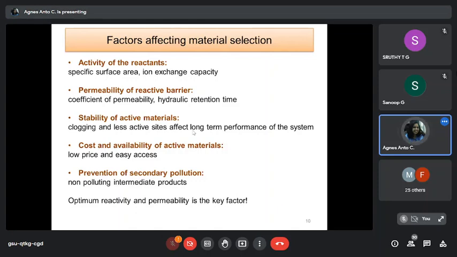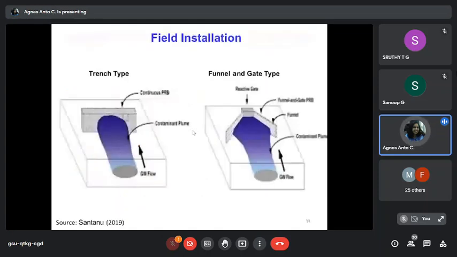in my PRB. Now, moving on to the field installations, there are a couple of methods in which you can install your PRB in the field. First one is the trench type. Trench type is very easily installed, in which you just have to excavate a pit or a trench and then fill in your PRB material.